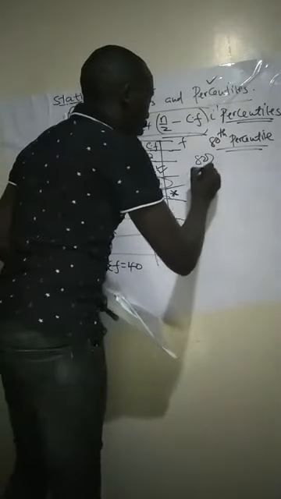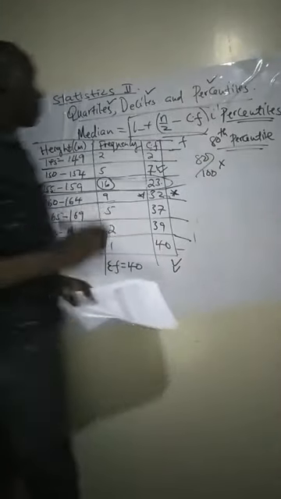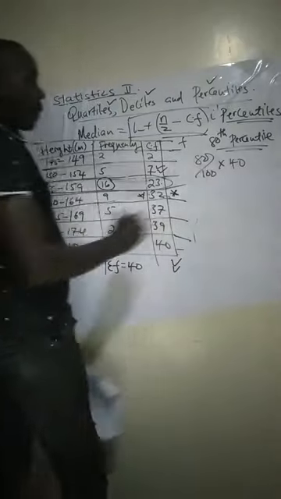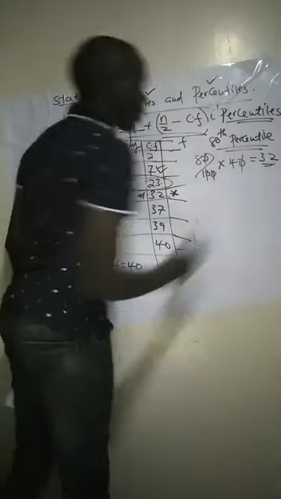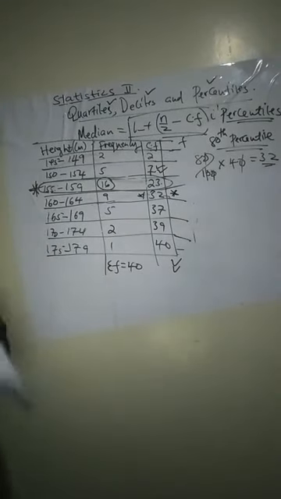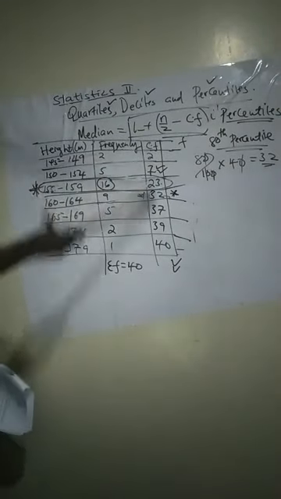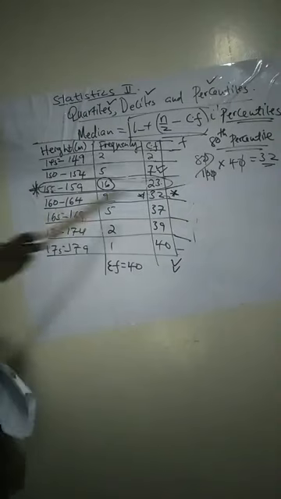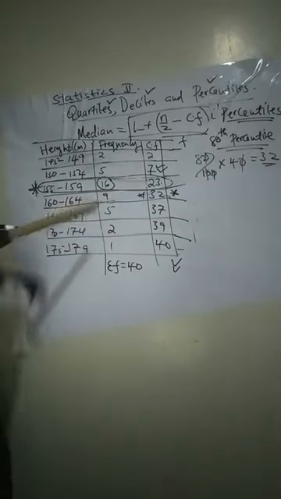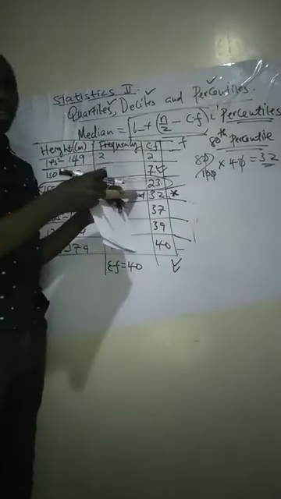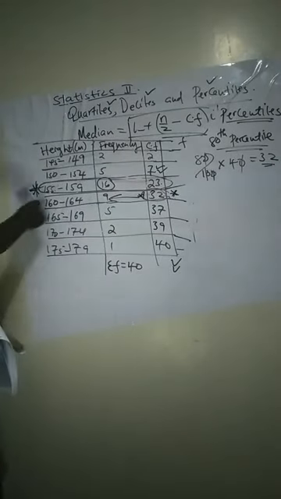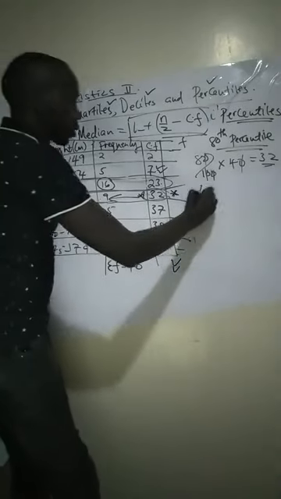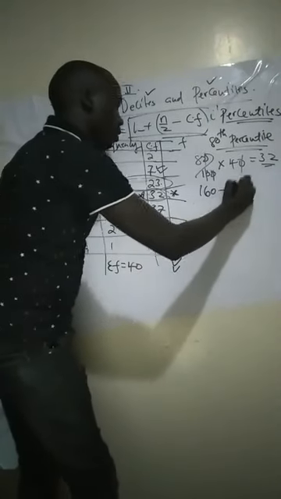So 80 over 100 times the total frequency, 40, gives 32. After getting 32, you come back to the cumulative frequency column and identify where 32 is located. This one is exact. We have exactly 32. That means it is in the corresponding class, 160 to 164. So the class is 160 to 164.